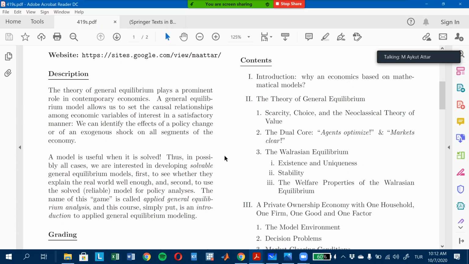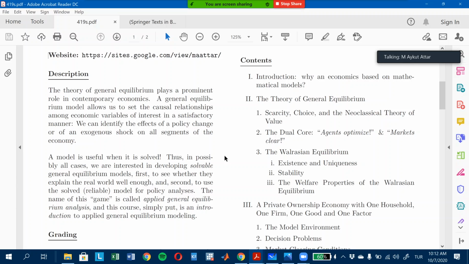First, agents optimize. Whatever agent you are modeling, those agents will have objective functions and they will optimize those objective functions by making optimal choices. That's one part. And the other is markets clear. So all the markets will arrive at an equilibrium point. That's where and how we define the general equilibrium. So today's discussion will be about why use mathematical models, what is neoclassical theory of value, and what are the main common properties of all general equilibrium models.